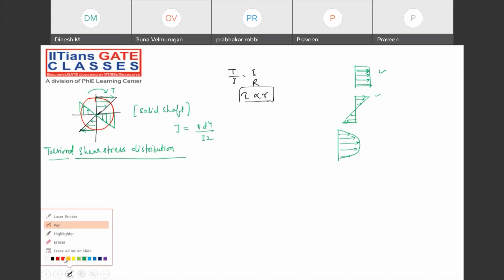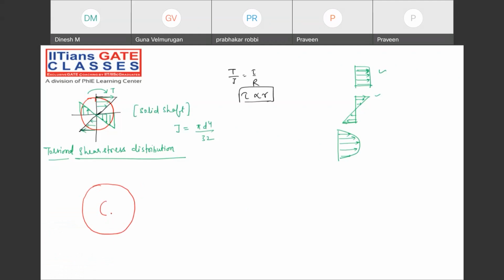What happens with the hollow shaft? How will the distribution look for this hollow shaft? There is a hollow one, and inside that there is a hollow portion. The diagram will look something like this. Inside there is no material, so there will not be any distribution there. No material, no distribution of the shear stress. Understanding? That's a more important figure actually.